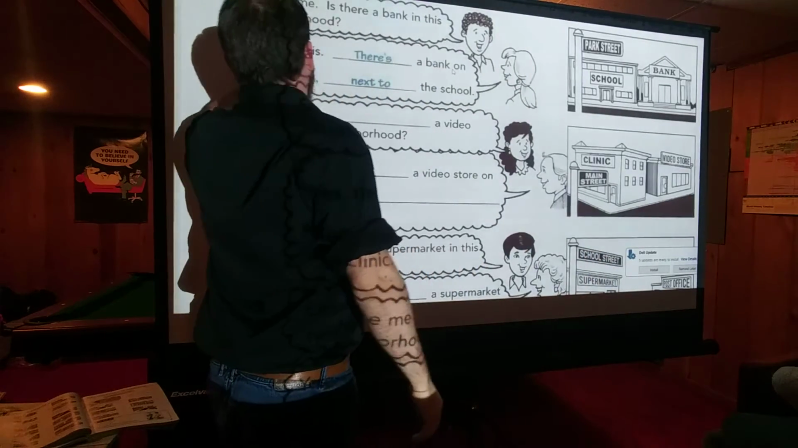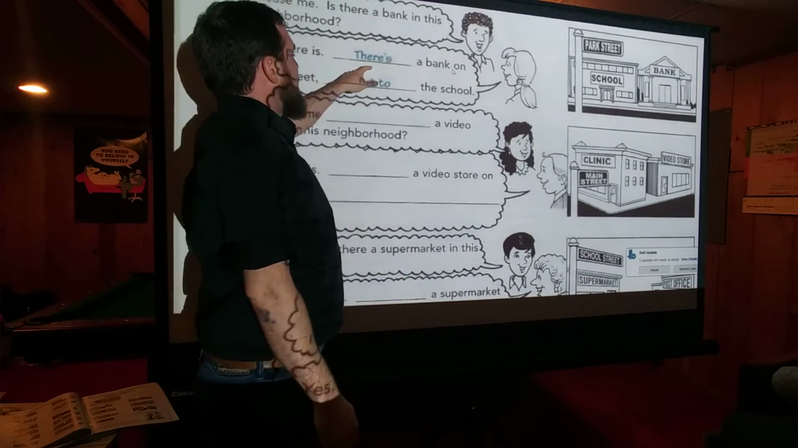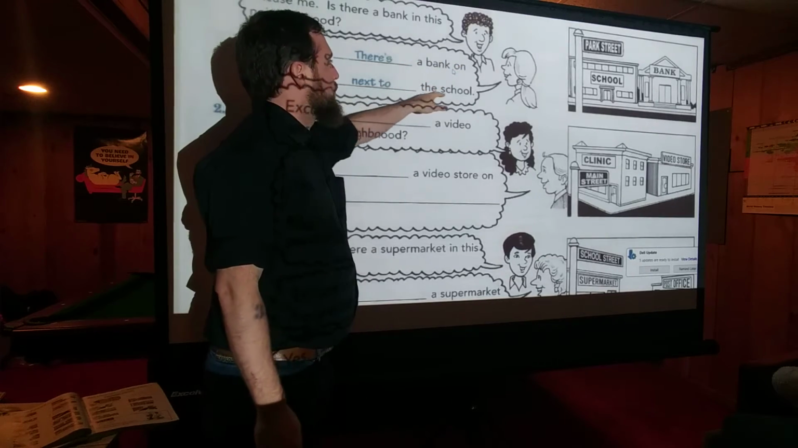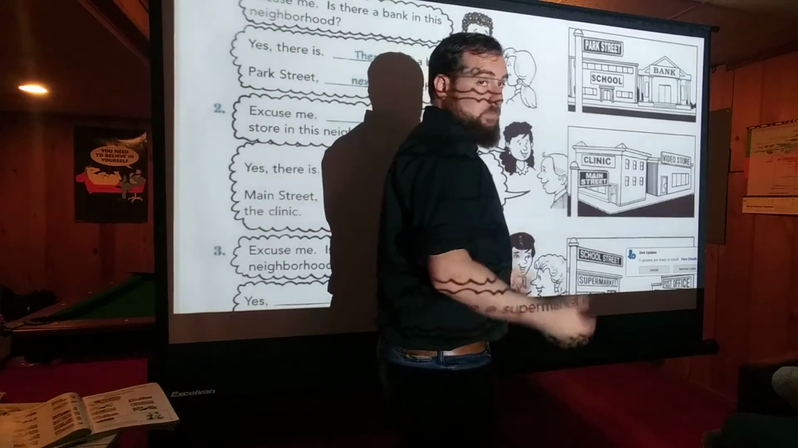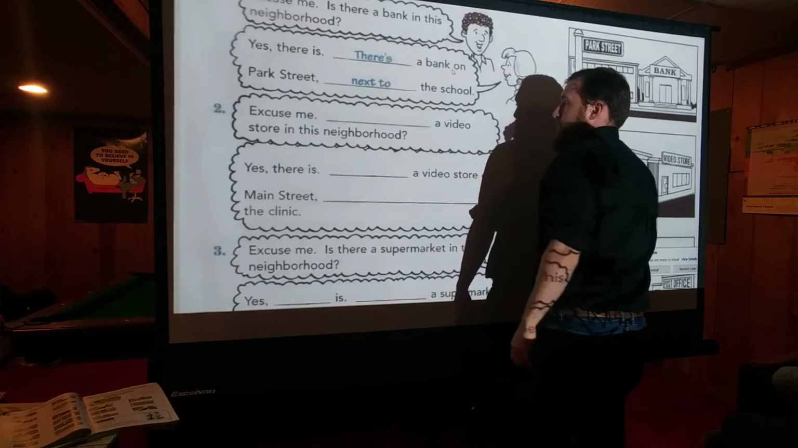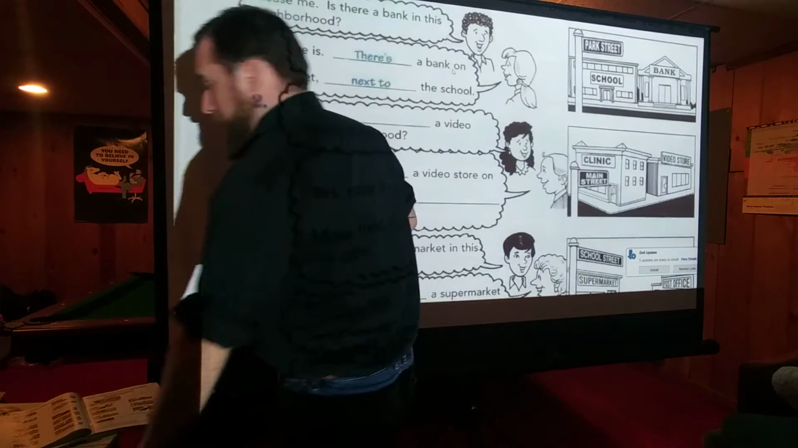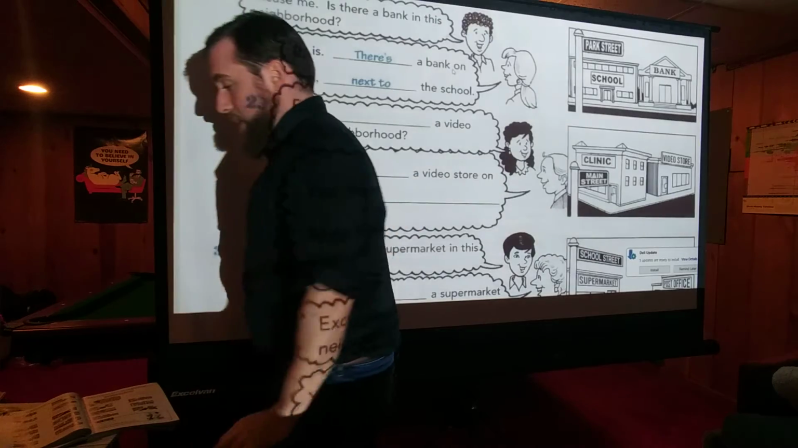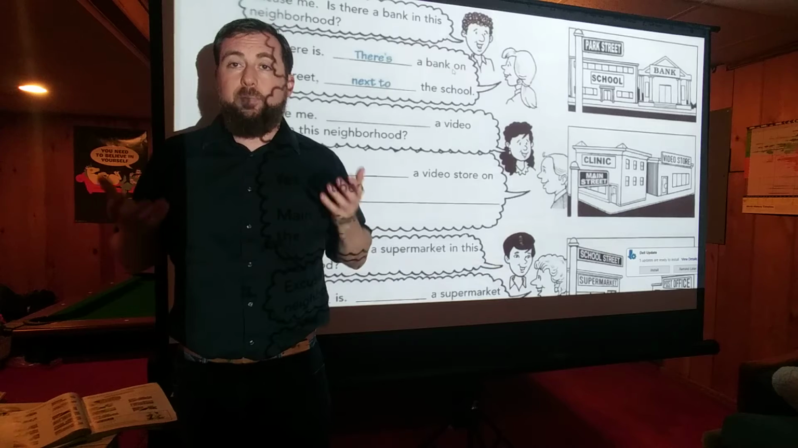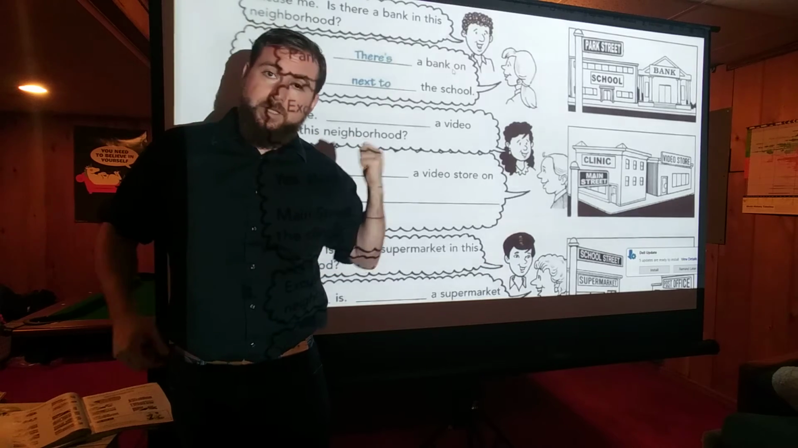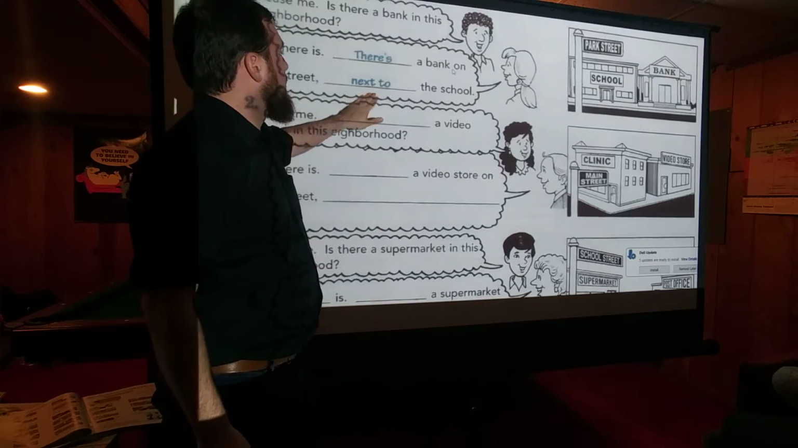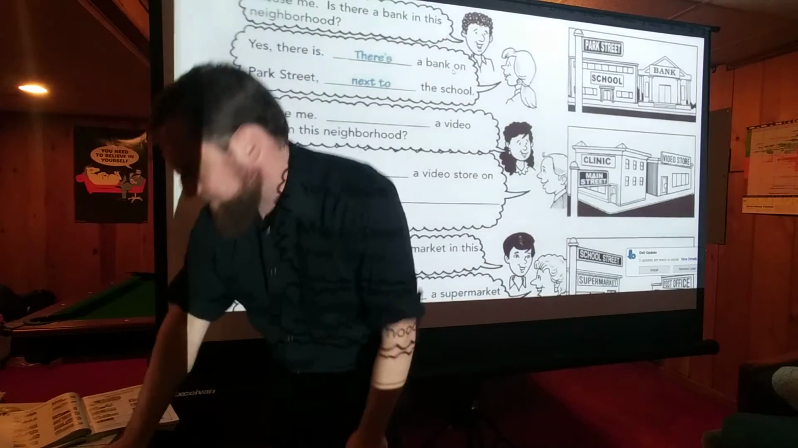And she says, yes, there is. There's a bank on Park Street next to the school. Get it? The bank is on Park Street next to the school. So you use that to fill in the blanks, fill in the answers. All right? So, this is your moment. It always comes. It's time for you to pause the video and fill in the answers. So pause the video, fill in the answers like this. When you're done, come back to me.